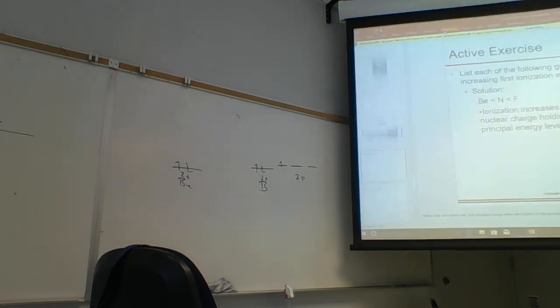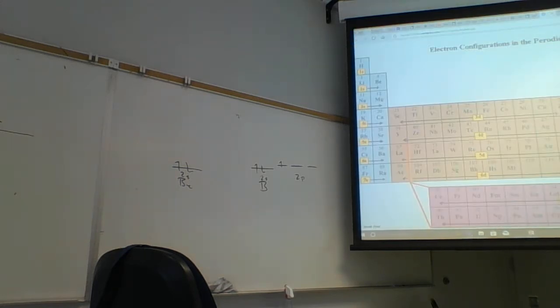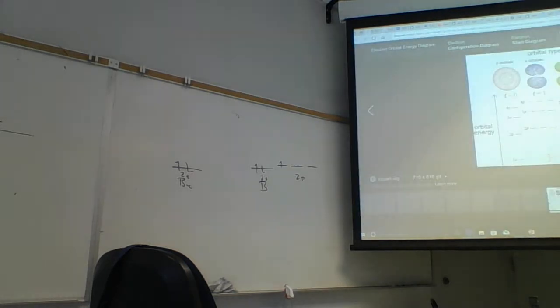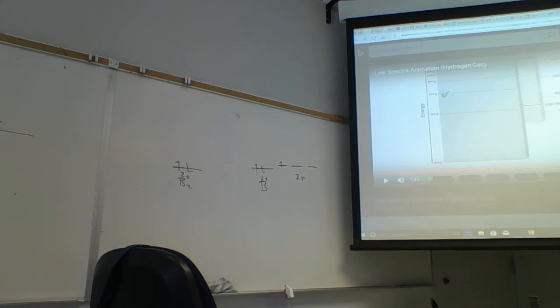Alright, now they're talking about first, second, and third, but they don't show anything regarding first, second, and third. So I want to show something with first, second, and third ionization energies. Where was that?